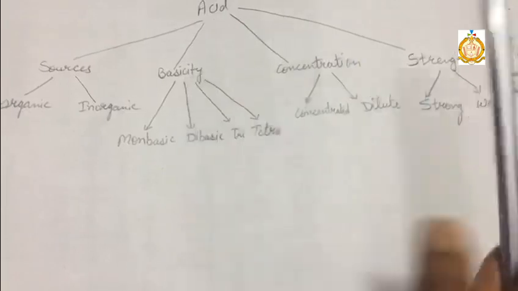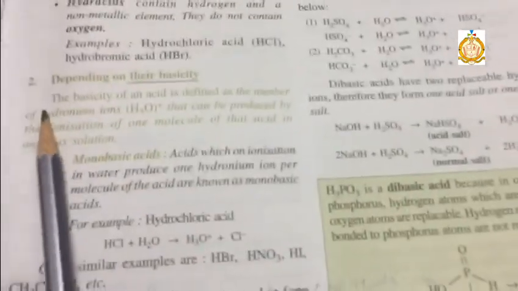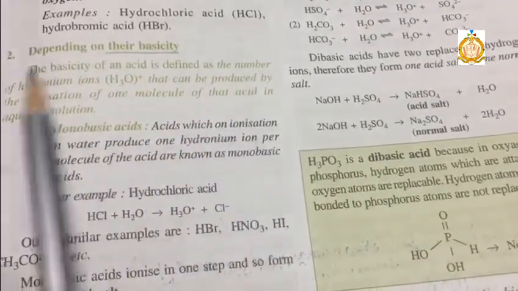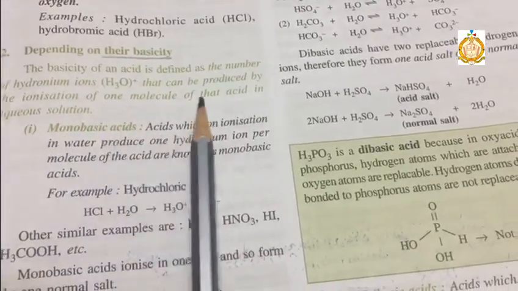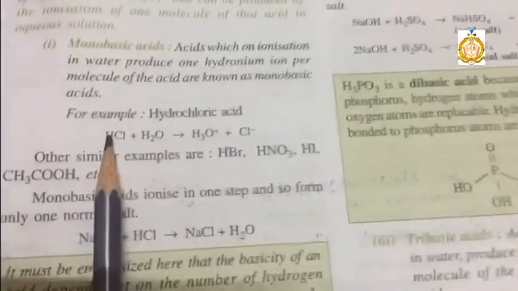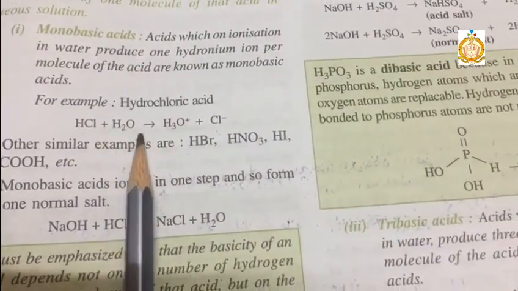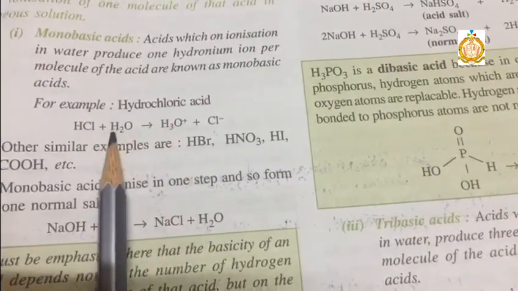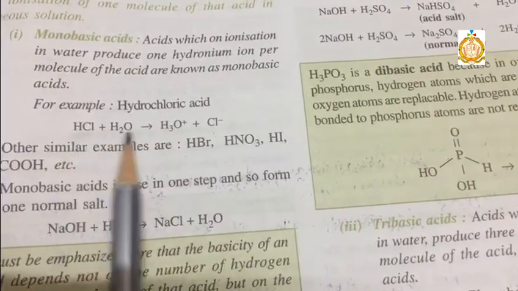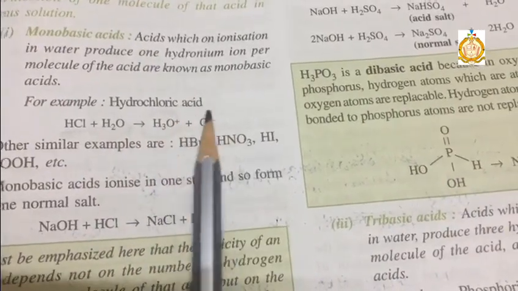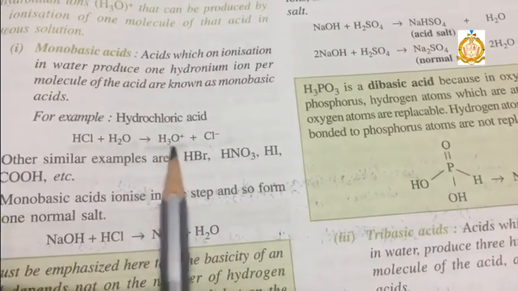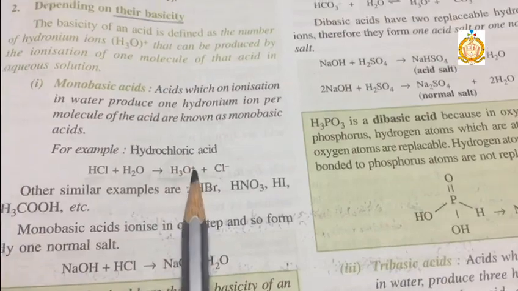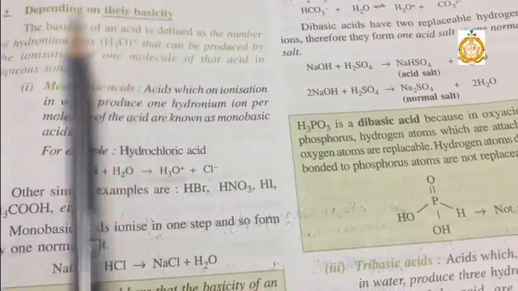What is basicity? It is the number of hydrogen ions. The basicity of an acid is defined as the number of hydronium ions that can be produced by ionization of one molecule of that acid in aqueous solution. See, this one is HCl. When it dissolves in water, the H positive combines with water and gives one hydronium ion and Cl negative. So how many hydronium ions are there? One. So the basicity of the acid is 1.